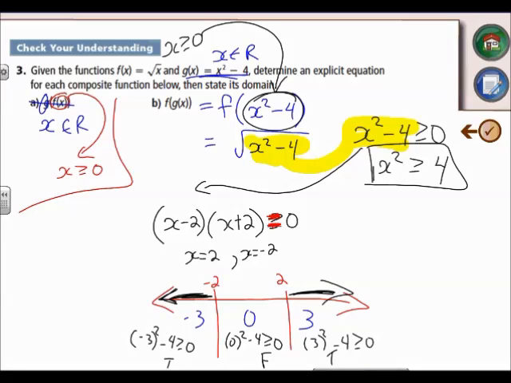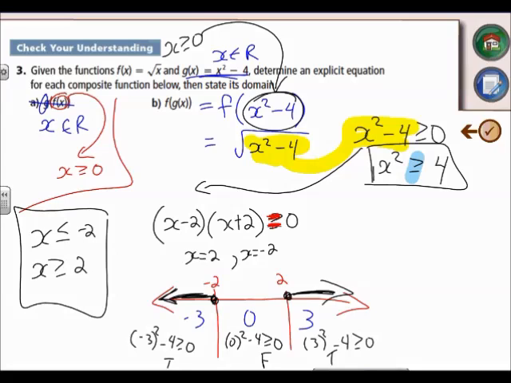And now we look back at the original, and we also could be equal. So we fill in a solid dot. And that means that x is less than or equal to negative 2, and x is greater than or equal to 2. There's our domain.